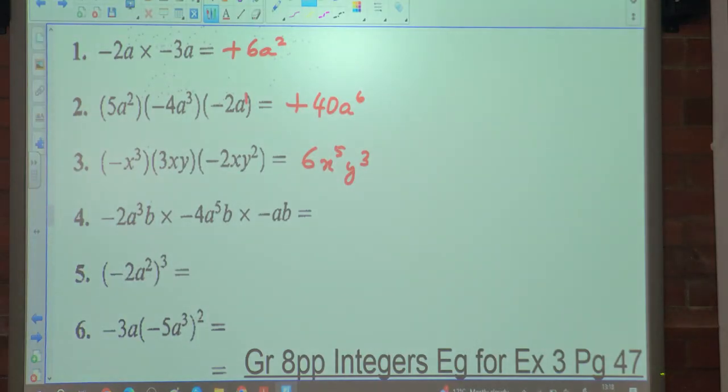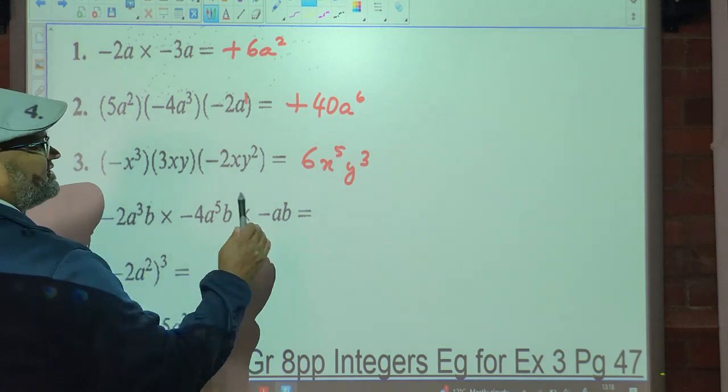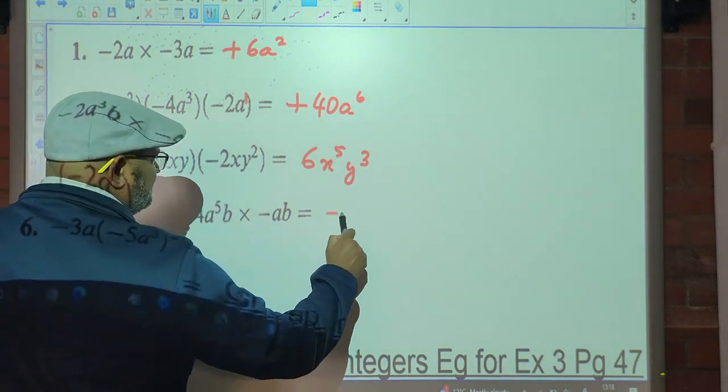Number 4, straight multiplication. How many negatives do we have there? More papers. Okay, I mean the bell rings, you just pop it, okay? So how many do we have here? 3. So the answer is going to be negative.